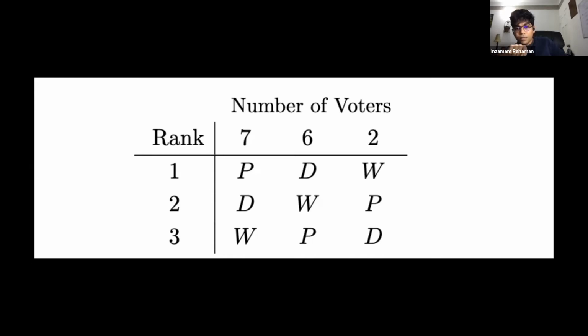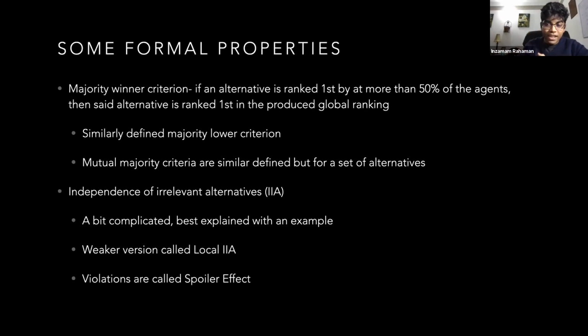P ranks to W. P. Yeah. So what happens there is that by deleting an alternative, you actually end up changing what the outcome of the election would be. So if you have a case like that, you have this irrelevant alternative spoiling the vote, right?